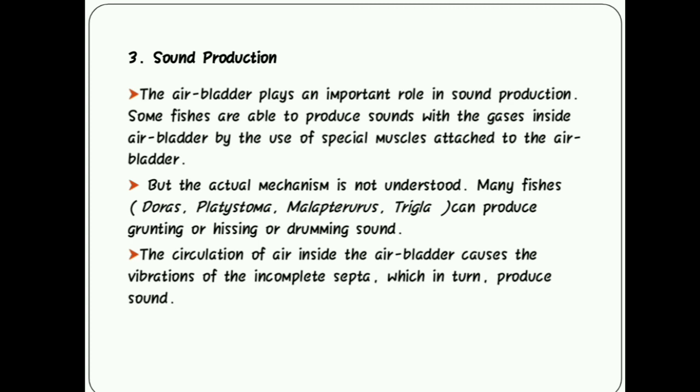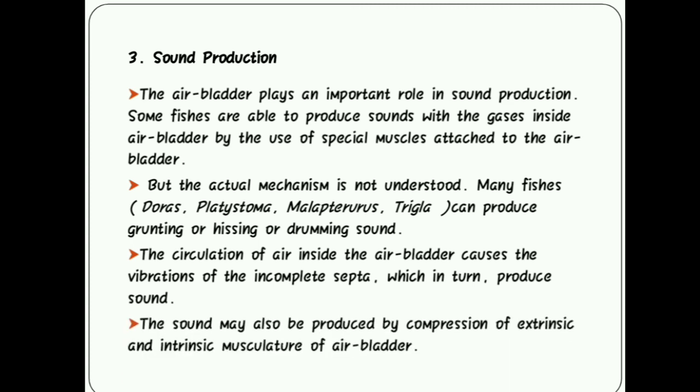The circulation of air inside the air bladder causes vibration of the incomplete septa, which in turn produces sound. The air is circulated in the air bladder and passes out against the wall of the air bladder. The wall vibrates and forms a sound. The sound may also be produced by contraction of extrinsic and intrinsic musculature of the air bladder.